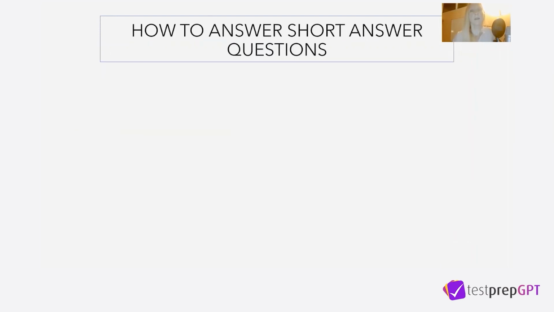So let's talk about the method to answer the short answer questions. So the first step is to read the instructions about the word limit. So if the question asks you to use no more than 2 words or no more than 3 words, then make sure that you follow these instructions. That's really important. And also, by the way, the word also includes number. So if there's a number in your answer, it counts as a word.